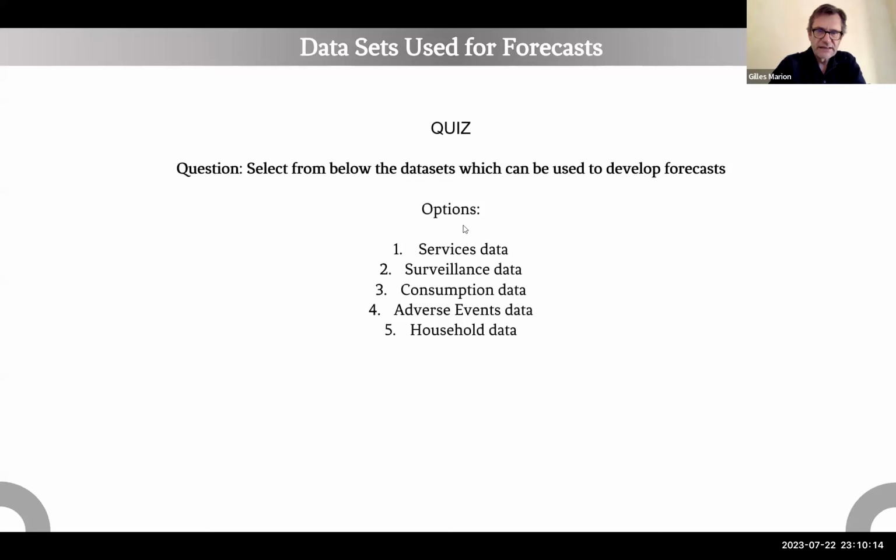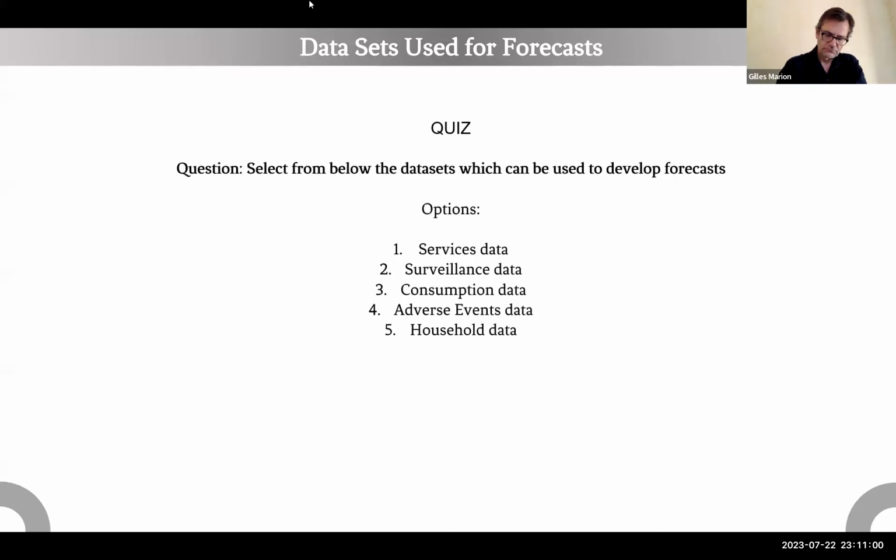Okay, so the majority, all of them, have chosen consumption data, which is correct. The two other correct answers are services data and surveillance data. Not a lot of you got surveillance data right, because you also chose adverse events data and household data. Those are relevant data for supply chain or health systems, but they may not always be very useful for product forecasting. The three most useful data sets are consumption, services, and surveillance, and we will talk more about them in the next slide.